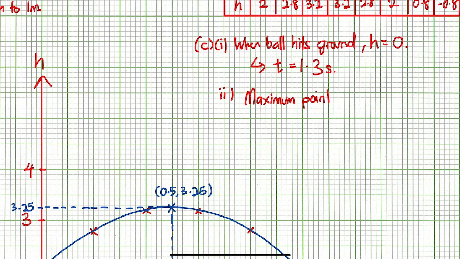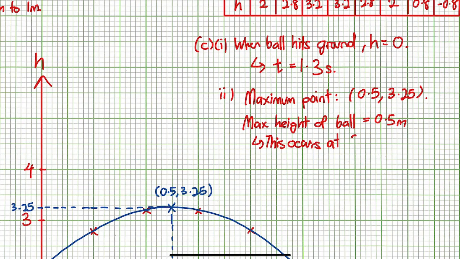the coordinate is 0.5, 3.25, which means that over here, the maximum height of ball is equal to 0.5 meters, and this occurs at 3.25 seconds. Okay, this is for C part 2.